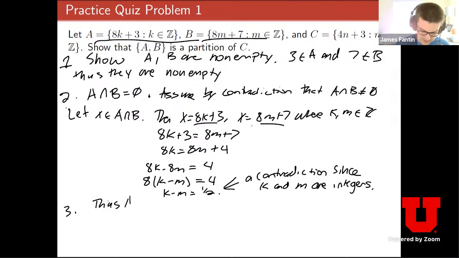Thus, A intersect B is equal to the empty set. Any questions here?